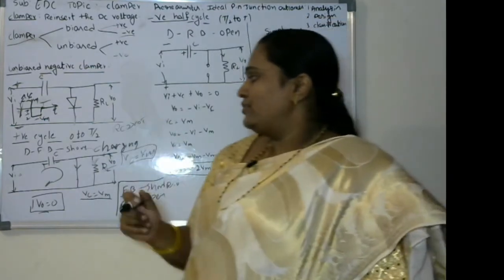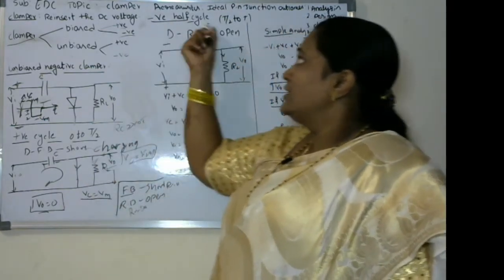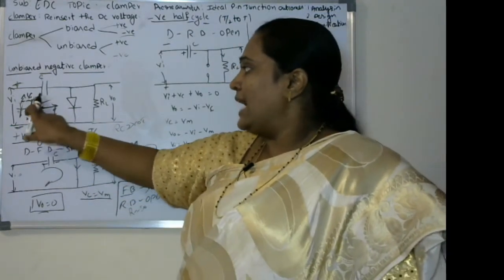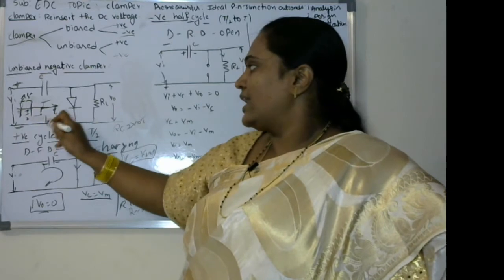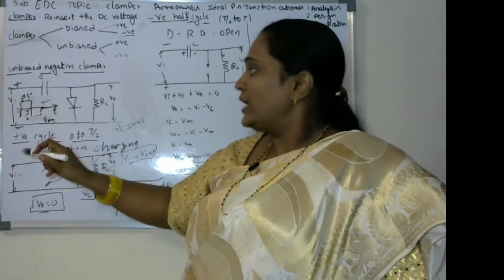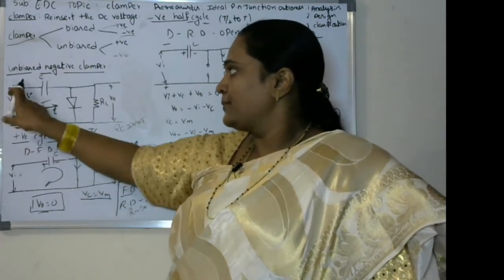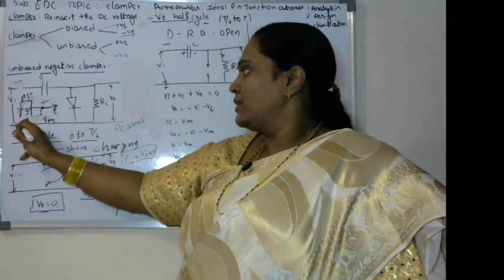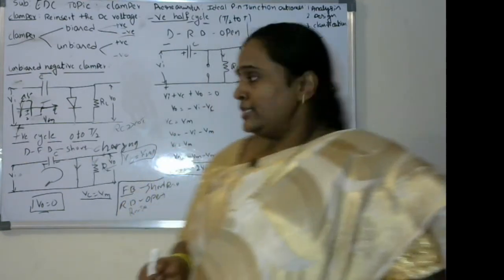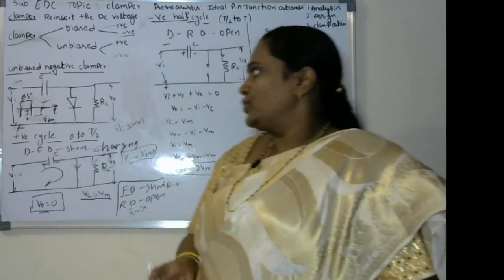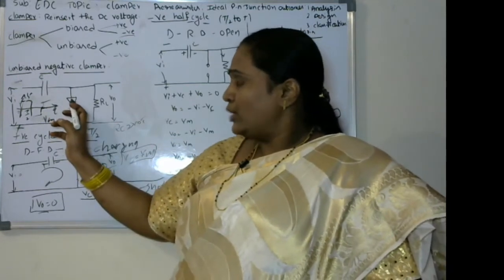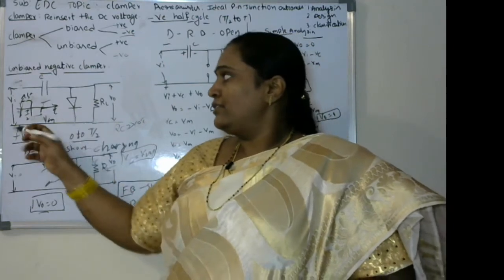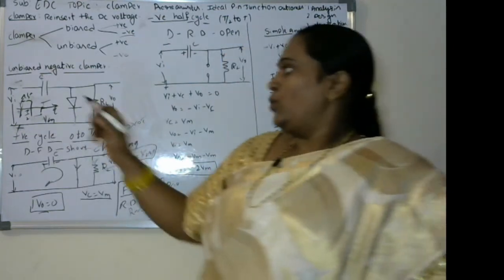Next we have to go for the analysis of the negative half cycle. If you observe, in the negative half cycle we have the voltage of minus Vm. Here negative will be there and here positive will be there, right? So the diode's positive terminal has been connected to negative, and N has been connected to positive. So what happens in this case?